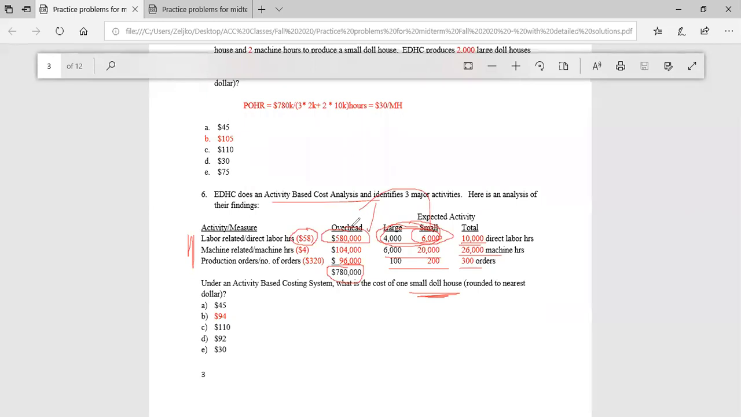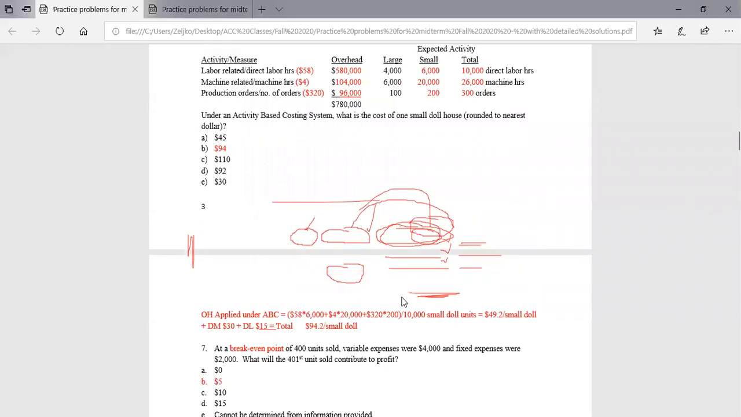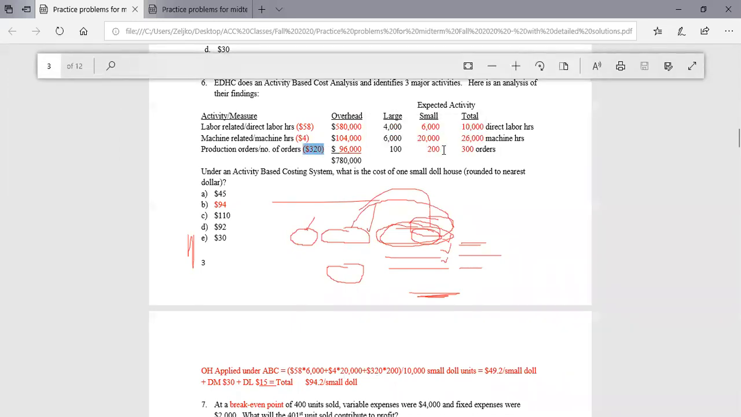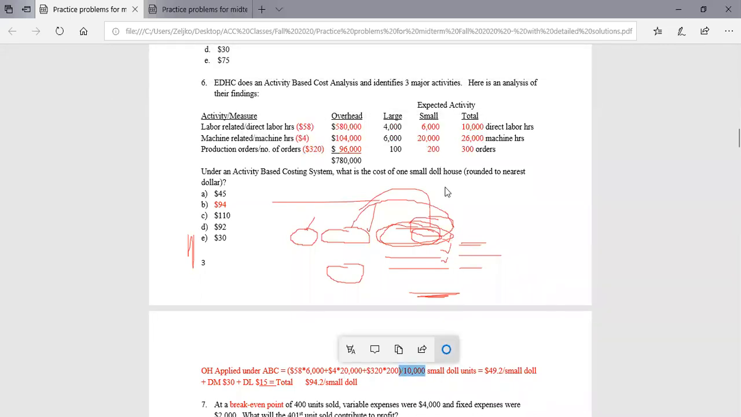So we will find our rates again, divide total by total. We will get 3 rates. Now we will multiply these rates by what? By what we are looking for, small, 6,000, 20,000, 200, right? Let me see if the solution is below, so we don't need to bother with calculations. So 58 times 6,000 plus 4 times 20,000 plus 320 times 200. These are the rates, and this is the activity for the small doll house. And we will divide this into 10,000 small doll units.